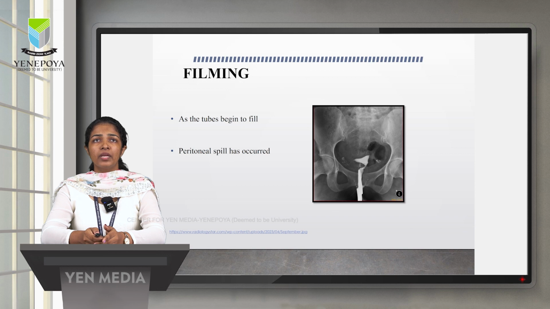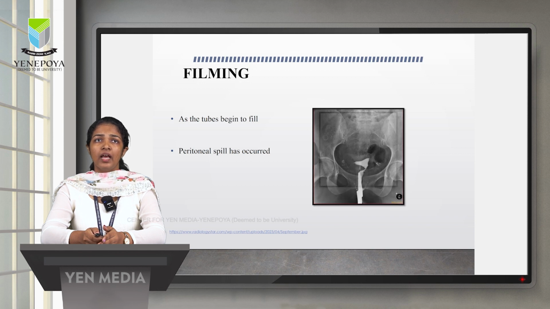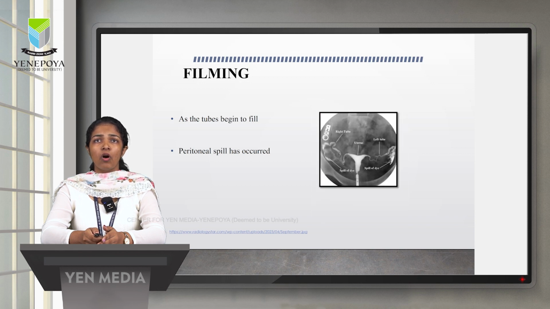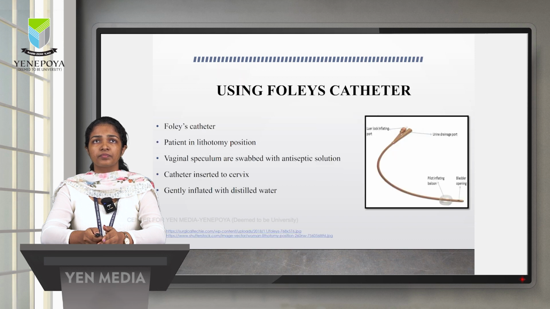So coming to the filming, basically in HSG 2 films are taken, that is as the tube begins to fill and when the peritoneal spill occurs on both the sides.